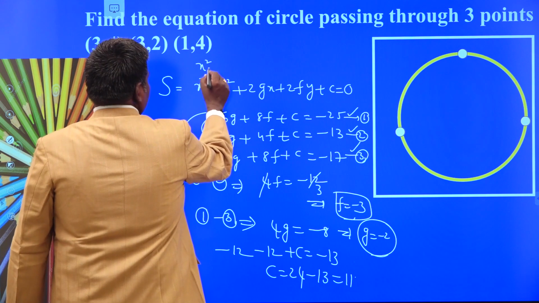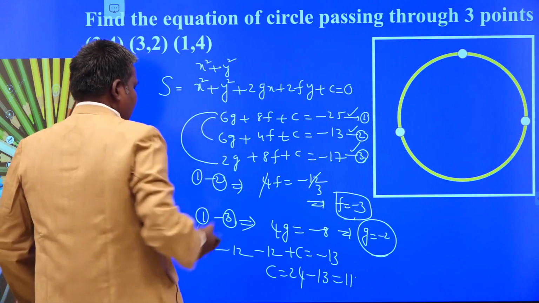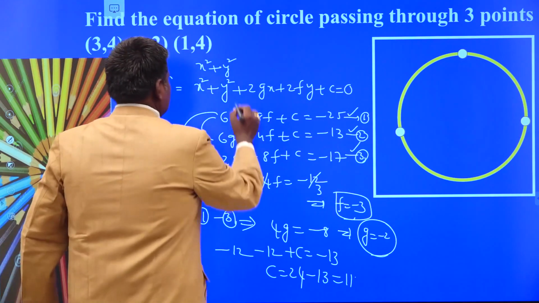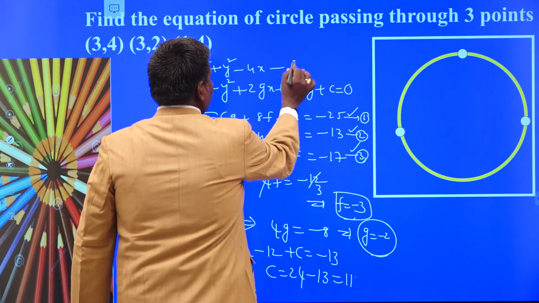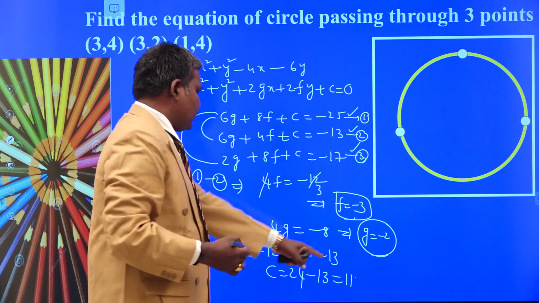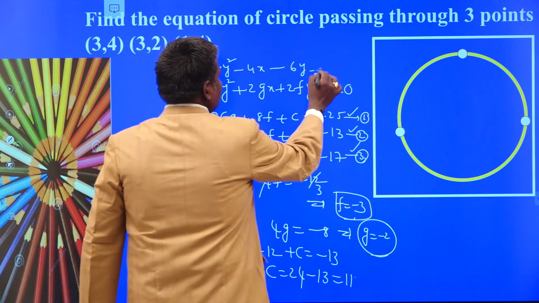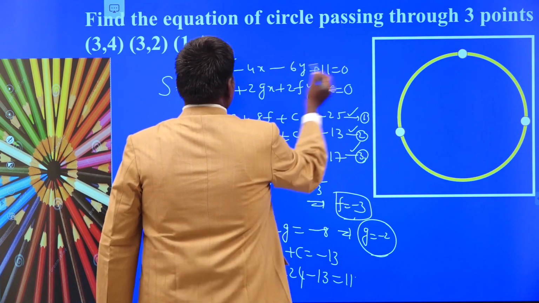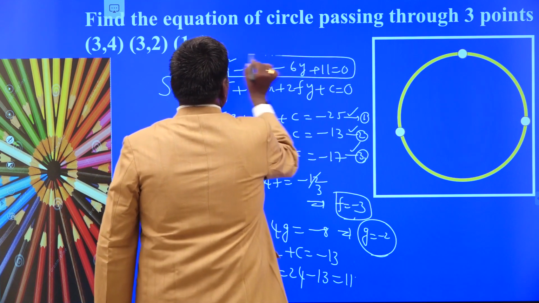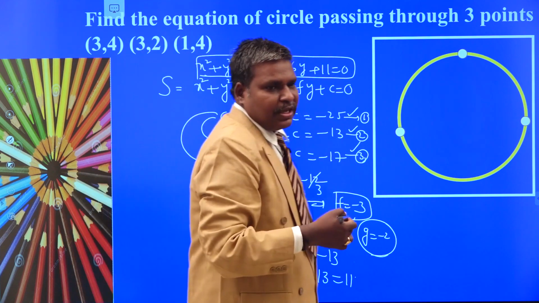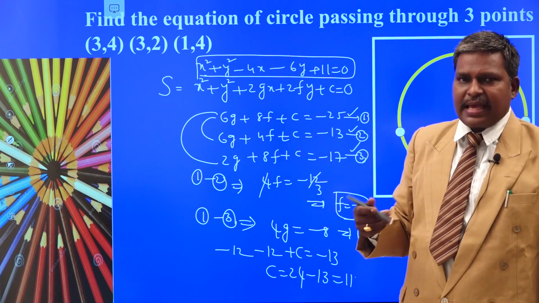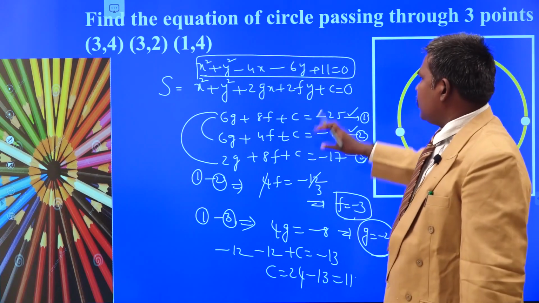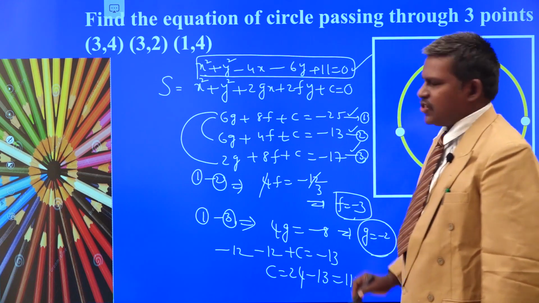That is what? x square plus y square plus 2gx, minus 4x, plus 2fy, minus 6y, plus constant. What is your constant? 11 is equal to 0. Already we obtained this equation by observing the triangle formed by the three vertices as a right angled triangle. So previously we obtained the same equation.